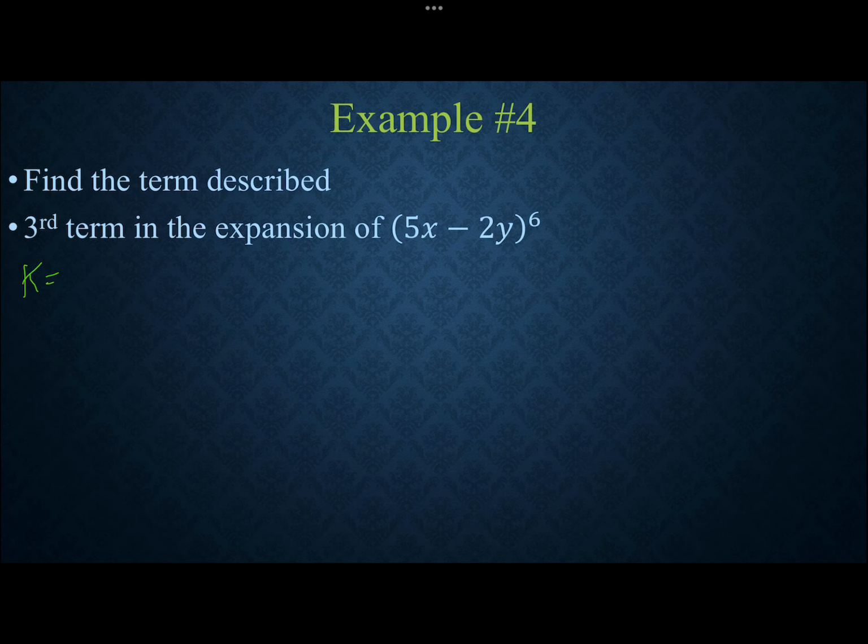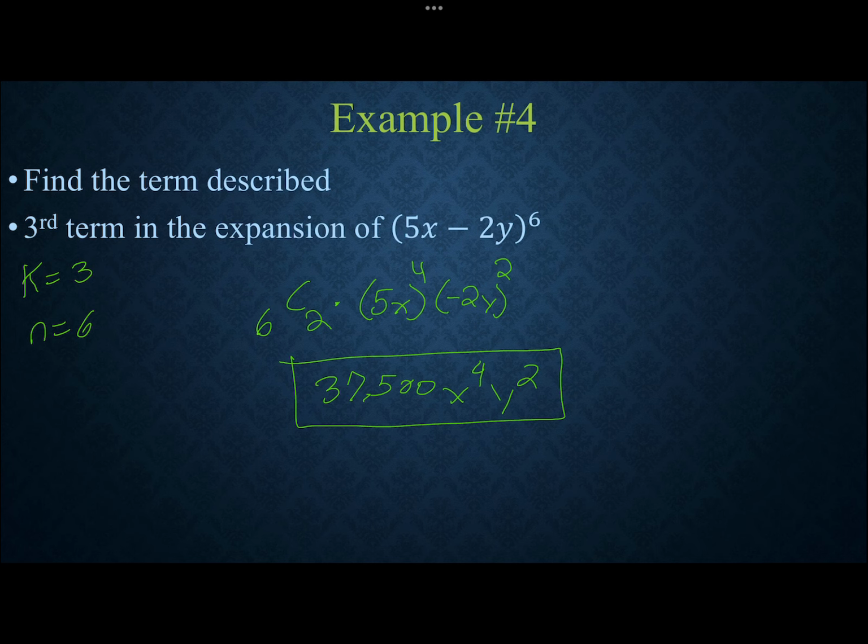So k is 3, n is 6. So we'd have 6C2, because again, that second number is always 1 less than k. And then the first number is always the difference of those two numbers for the exponent, so it's 5x to the fourth. And then it's negative 2y to, again, always 1 less than k, which is 2. And again, both those exponents add to 6, so we know we did it correctly. Putting it all into our calculator, we get 37,500x^4y^2.